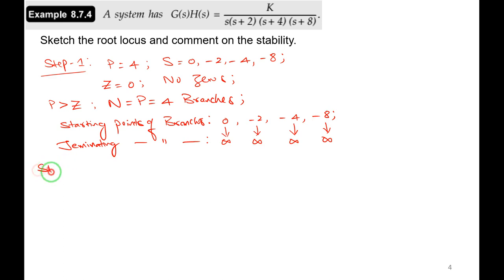The next, step 2. Okay, what is step 2? Can you help me out? Step 1, we have collected all the information, right? We have to draw the pole-zero plot, right? Yes or no? Yes? Yes? Okay, nobody will respond, I think. Pole-zero plot. Okay, we'll draw the pole-zero plot.